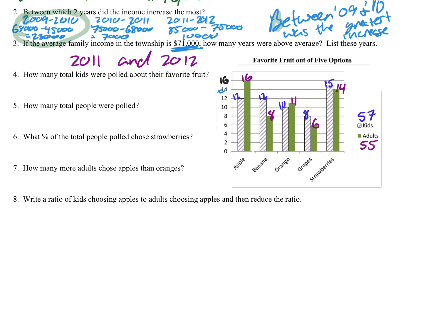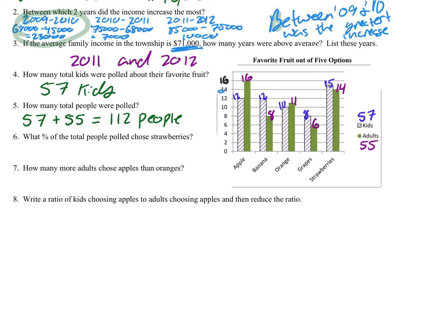Okay, so let's go answer a couple of questions now. How many total kids were polled about their favorite fruits? We already looked at how to do that, and we said that there were 57 kids that were surveyed. And how many total people were surveyed? Well, to figure that out, we can take our kids and add in our adults to give us the 112 people that were surveyed. Okay.